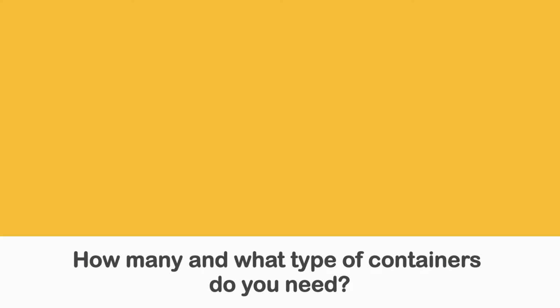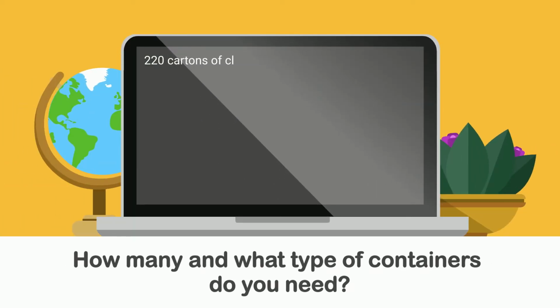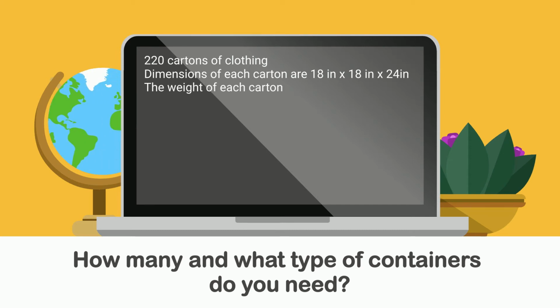So let's take a look at the cubic meter and the weight to determine how many containers we are going to need and what type. So you have 220 cartons of clothing. Your dims are 18 by 18 by 24 inches, and the weight of each carton is 30 pounds. So we're going to figure out how many and what type of container we need.